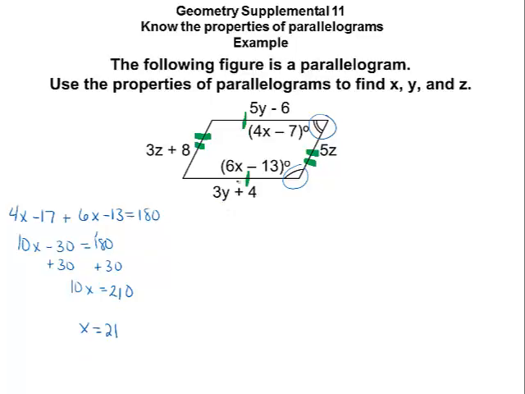Then to find y, when they're on the outside, they're talking about the length of the side here, and this length is the same as this length, so these two are equal to each other. So 5y minus 6 equals 3y plus 4. Take 3y away from both sides. I get 2y minus 6 is 4. Add 6 to both sides. I get 2y is 10.